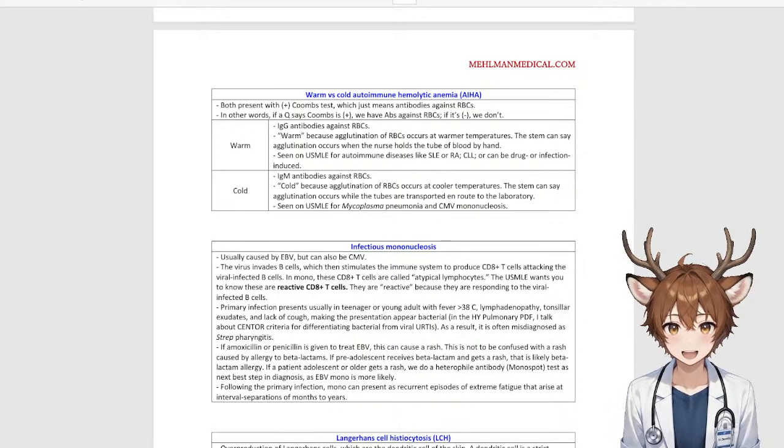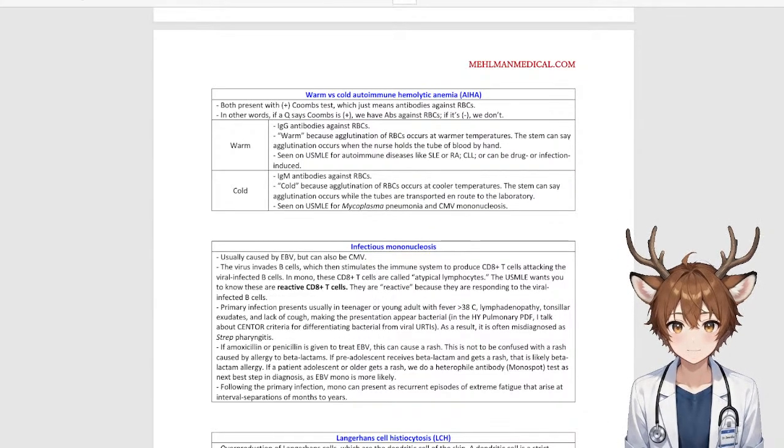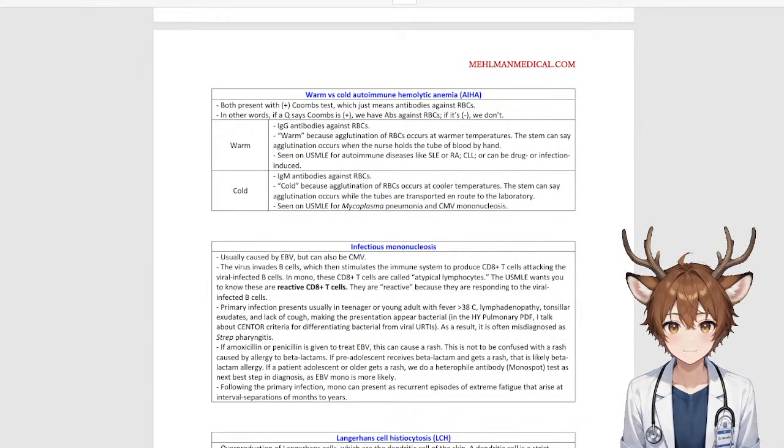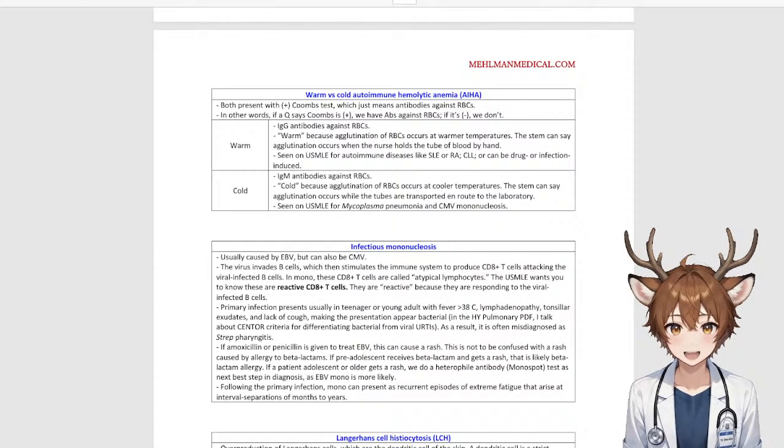Okay, I am back. So let's see. We're on page 167. Haha. And we will be finishing about 180.